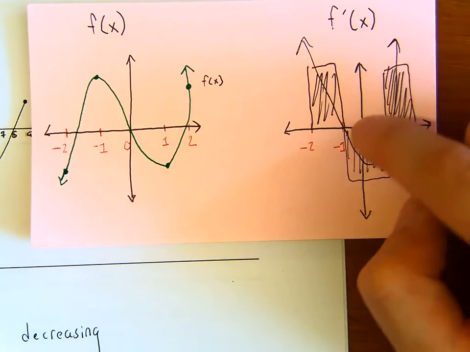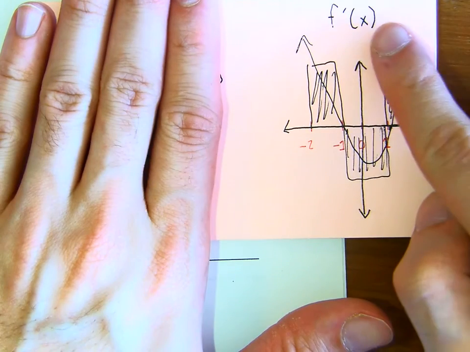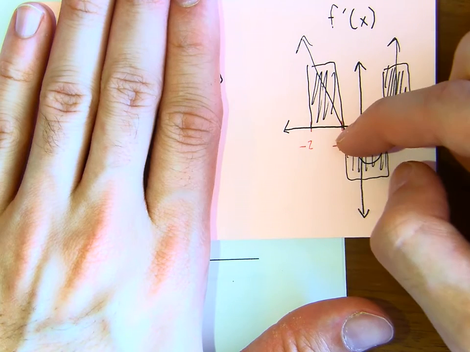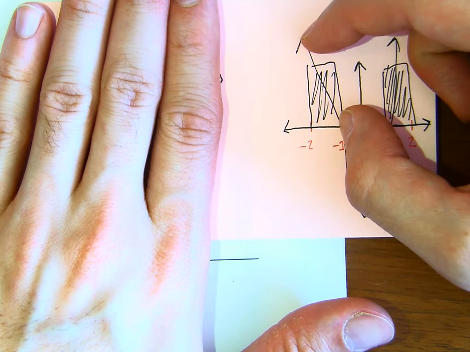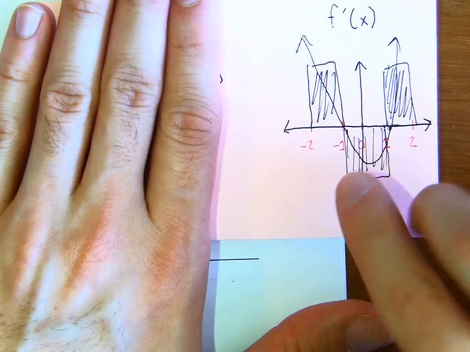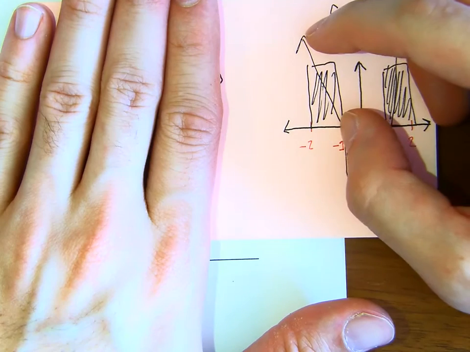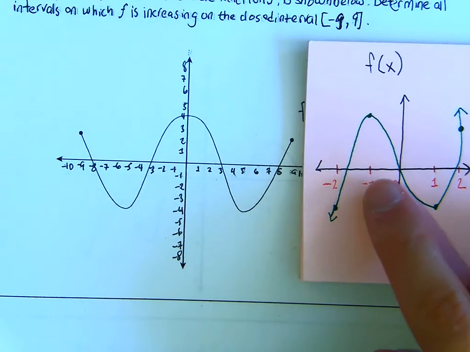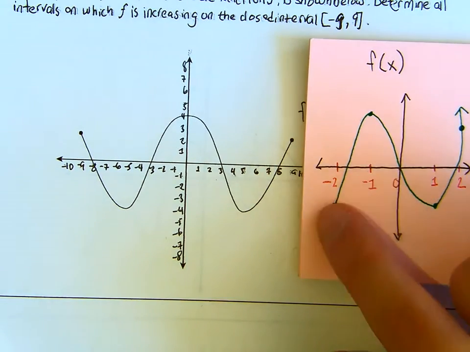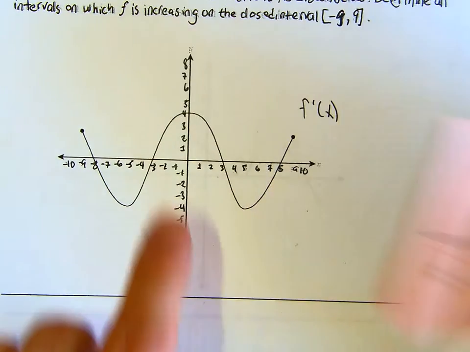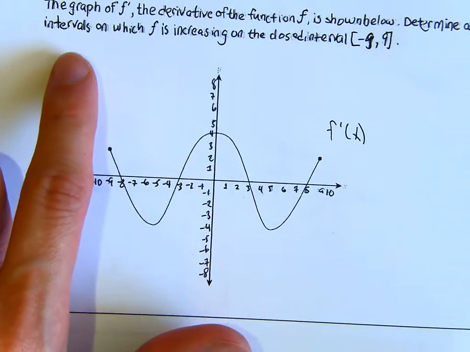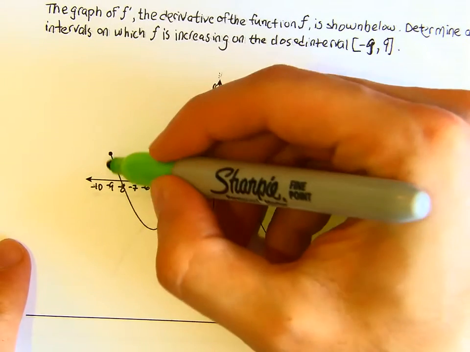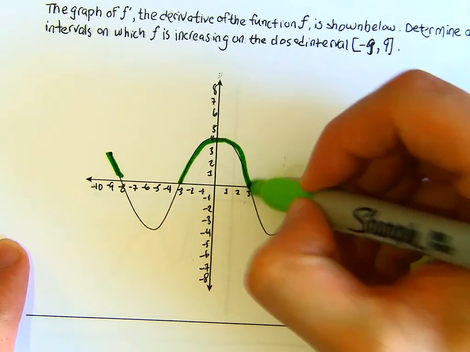Imagine if you know that from -2 to -1, f prime of x is positive. So what has to be happening from -2 to -1 for the graph of f of x? It has to be increasing, and that's what the question is saying here. It's saying determine all intervals for which f is increasing. Well, it's just everything above the x-axis over here.